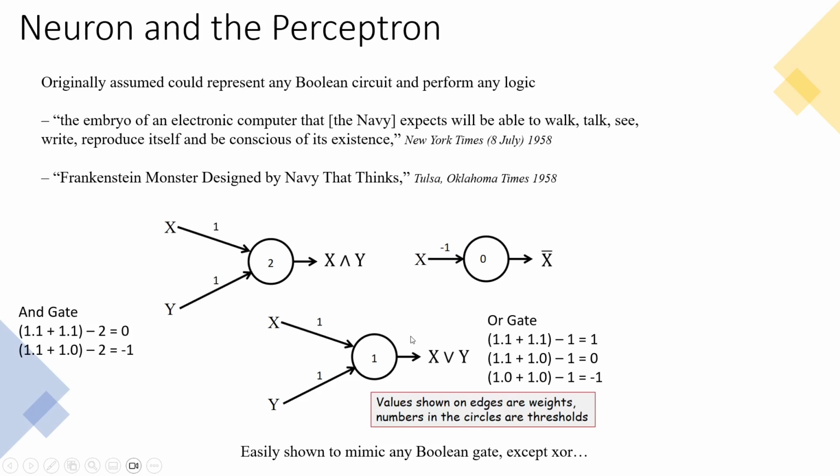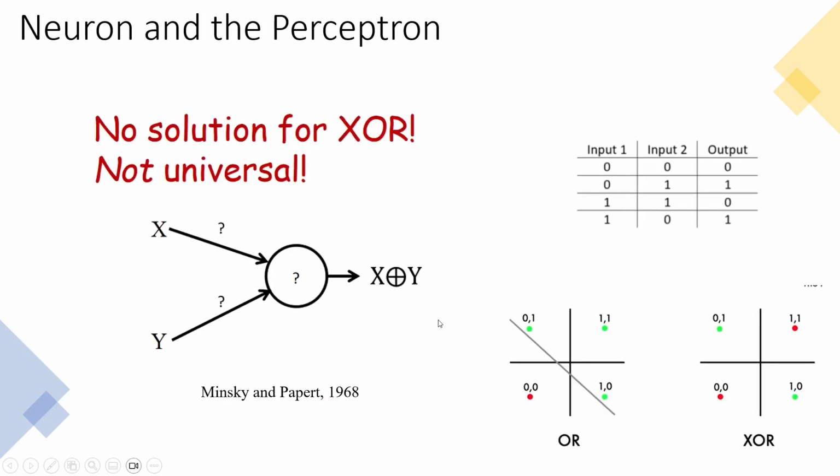But the thing is, it cannot basically operate on all logic operations. So this is an XOR operation. Let's remember what XOR was. So if you have 0, 0, the output is 0. If you have 1, 1, the output is 0 as well. If you have 0, 1 or 1, 0, the output is 1. Okay, this is basically the XOR operation.